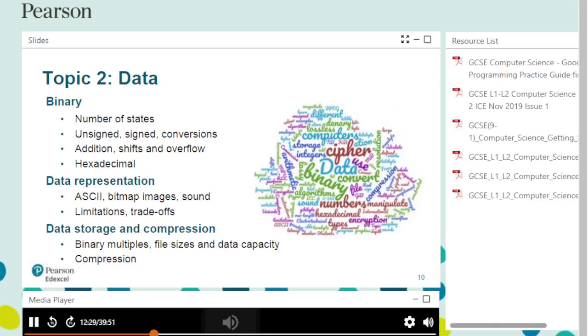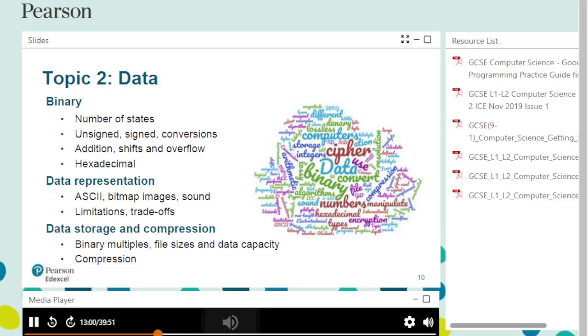Topic 2 on page 9 of the specification focuses on how different types of data are represented in binary. The first section is called binary. Students are expected to understand how patterns of zeros and ones are used to represent different types of data. They will need to learn how to manipulate binary patterns representing signed and unsigned integers, convert them between denary and binary, and between binary and hexadecimal.